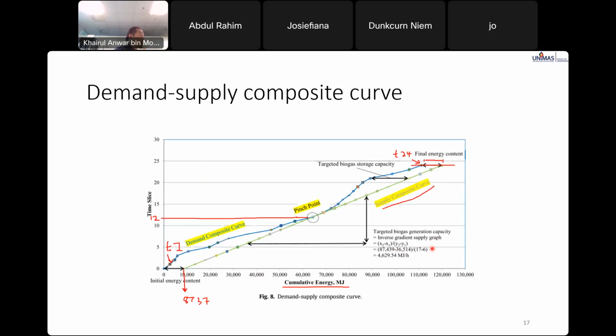This is the composite curve. Figure 8 shows the graphical pinch analysis principle to produce the demand supply composite curve. Based on the graph, the targeted biogas generation capacity for AD was similar to the cascade analysis. The pinch point is at 4,629.